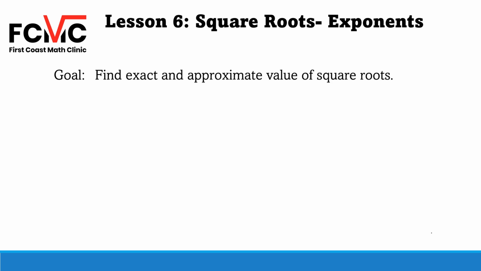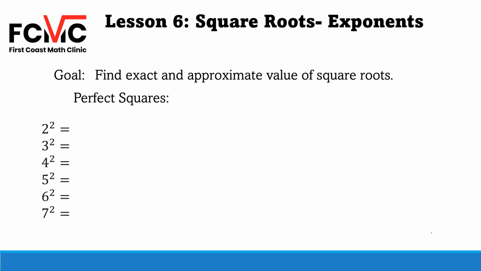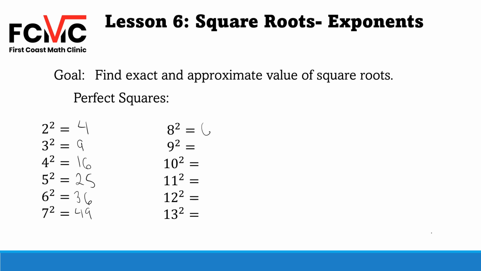Before we get into square roots, I think it's going to be helpful just to review perfect squares, so what our perfect square values are. So let's review some of our more common perfect squares. If we start with 2 squared, we get 4, 3 squared is 9, 4 squared is 16, 5 squared is 25, 6 squared is 36, 7 squared is 49, 8 squared is 64, 9 squared is 81, 10 squared is 100, 11 squared is 121, 12 squared is 144, and 13 squared is 169.